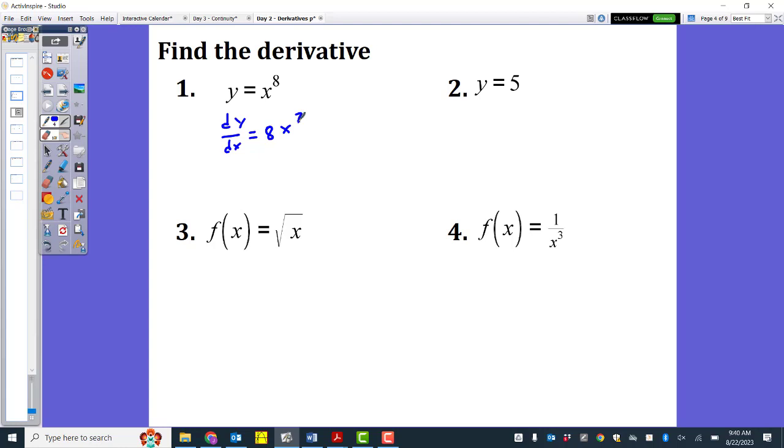And that's our derivative. Number 2 is a constant, same thing. Use our notation, dy over dx. Derivative of 5, which is a constant, is going to be 0.